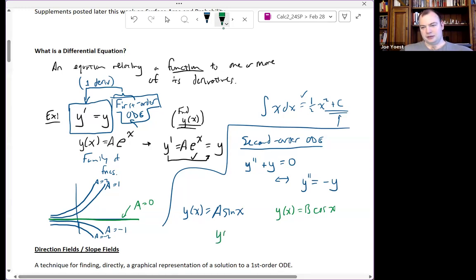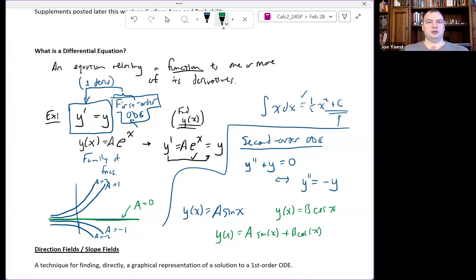If I consider y of x equals a sine of x plus b cosine of x, you could go through the details, but this will be a solution as well, either just by the linearity of differentiation or by going through and computing y prime, y double prime, and noting that y double prime is indeed negative y.